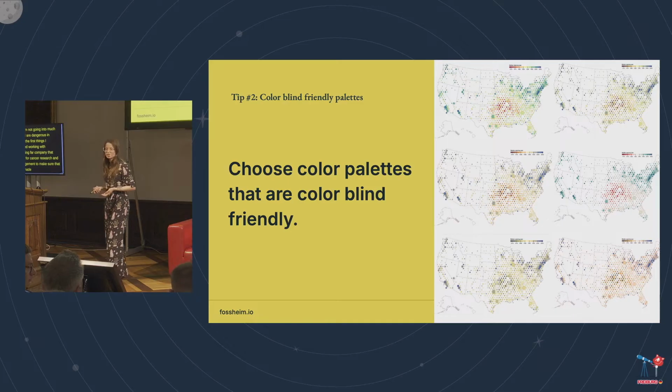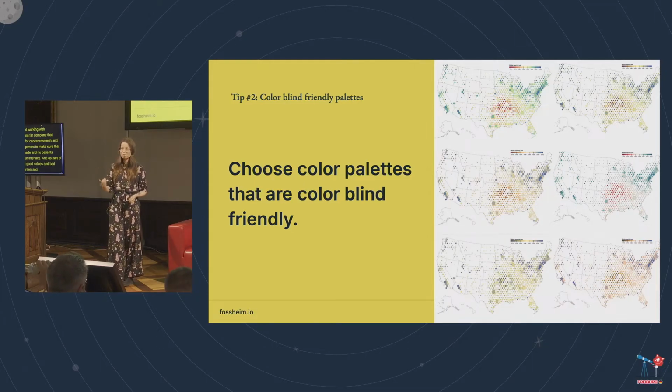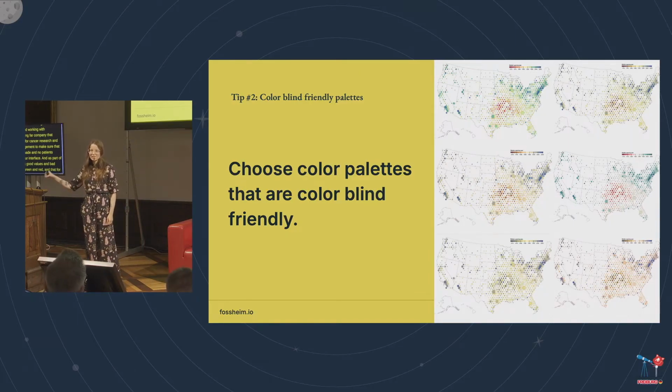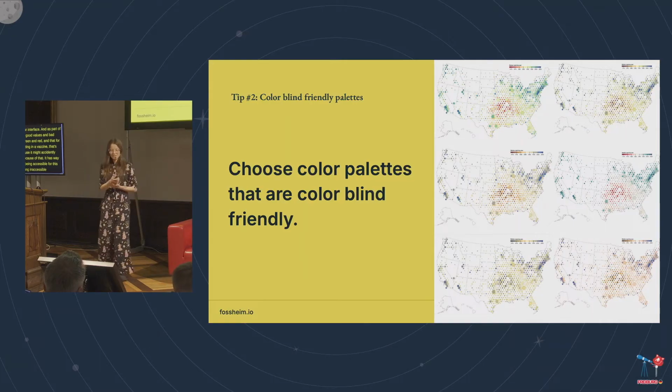And as part of that, we discovered that good values and bad values were coded as green and red, and that for someone trying to select a good gene to put in a cancer vaccine, that's quite problematic because they might accidentally select the wrong one. And at that point, it has way more implications than just the application not being accessible for this one person, but it being inaccessible for this one person would also have consequences on the general population. And that's when I started looking into data viz accessibility.